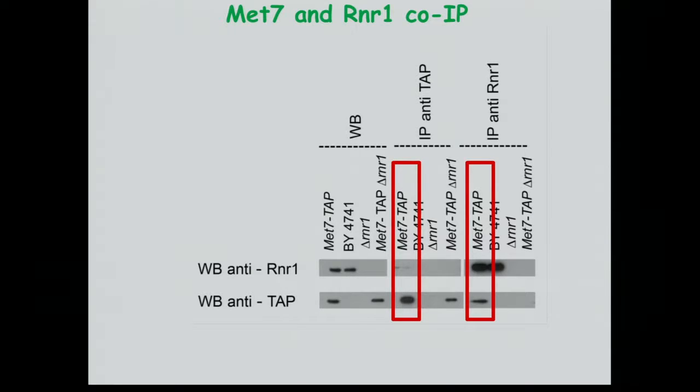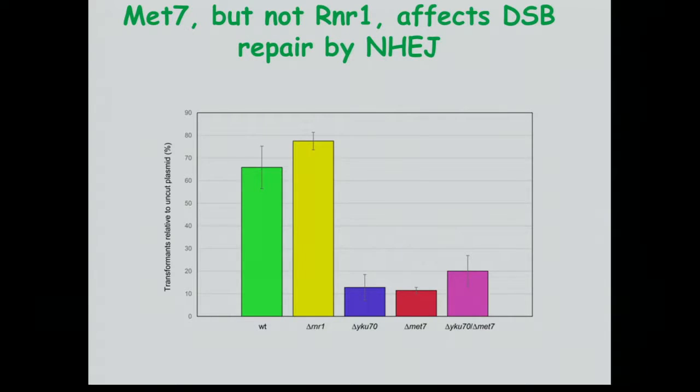So they work together. We can demonstrate that they can be both immunoprecipitated together. And one of them has a role in DNA repair. So the MET7, the new gene that we didn't know anything about, thanks to this methodology, we could associate it with Ku and give it a role also in DNA repair.